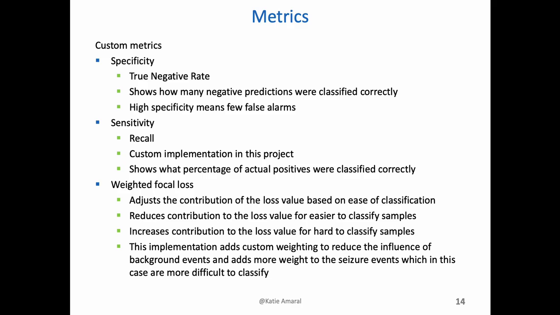Specificity is known as the true negative rate. This shows how many negative predictions were classified correctly. A high specificity means few false alarms. When the model makes a negative prediction, it's almost always correct.